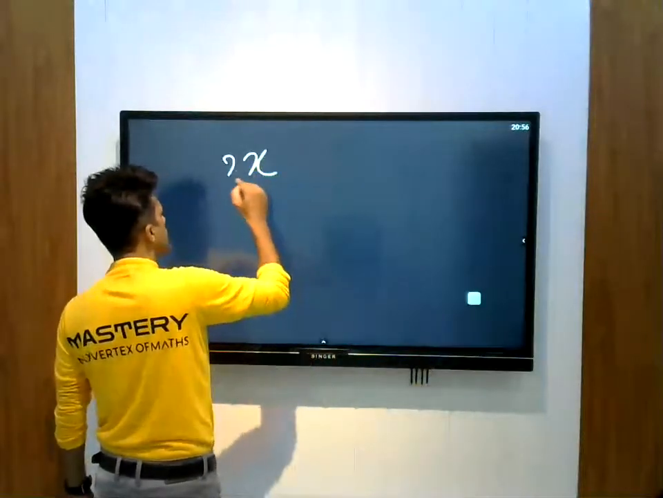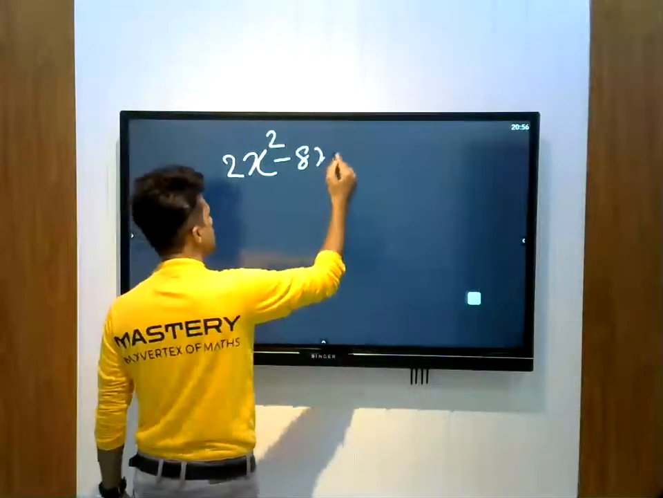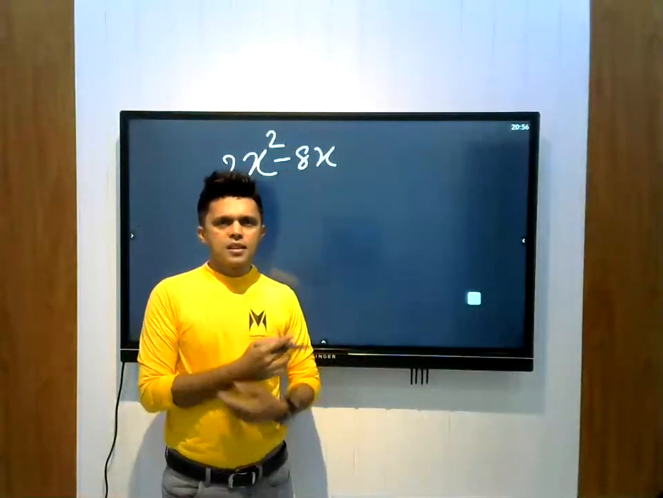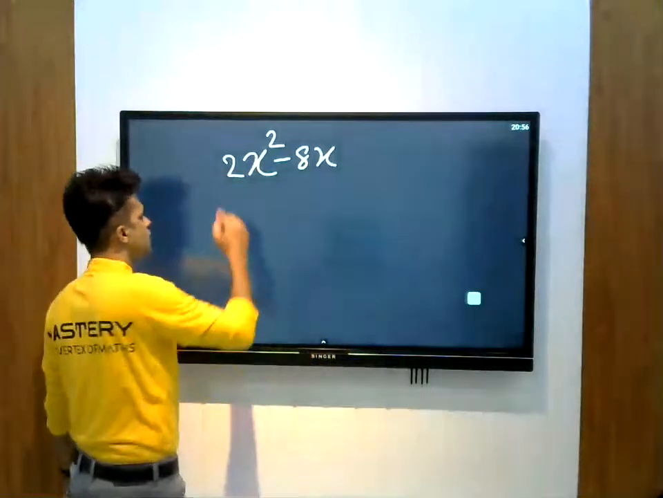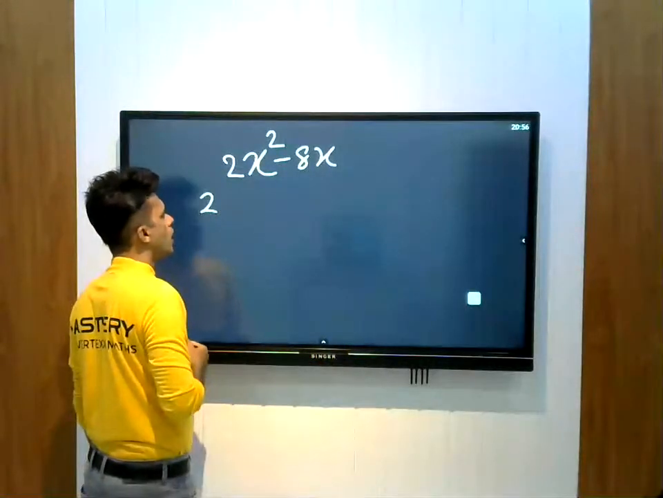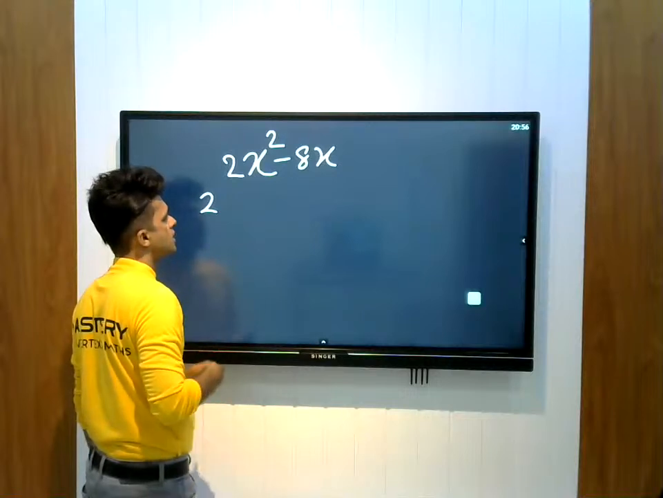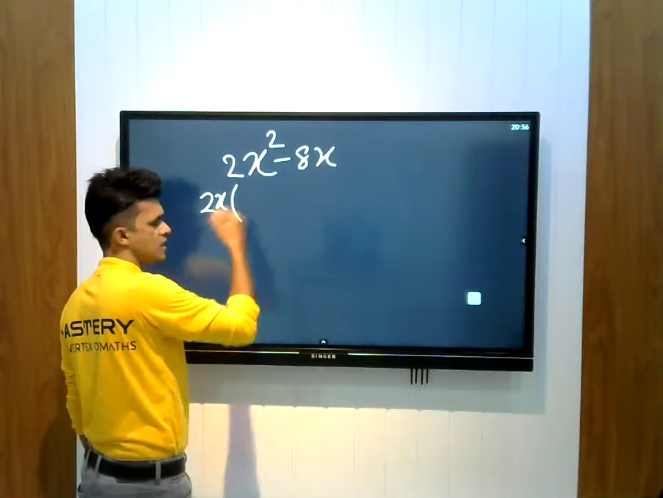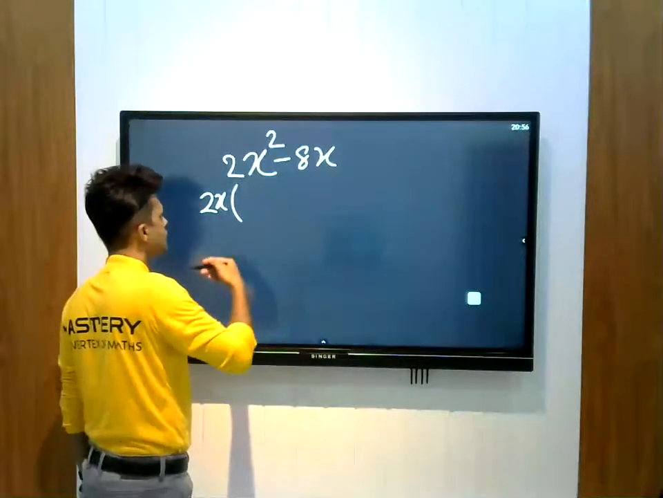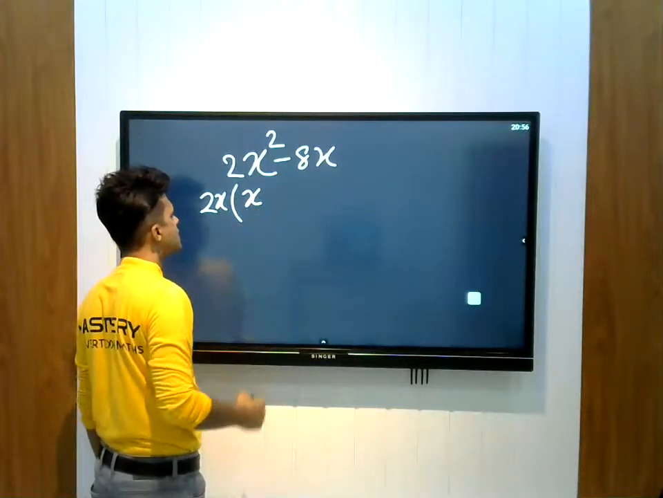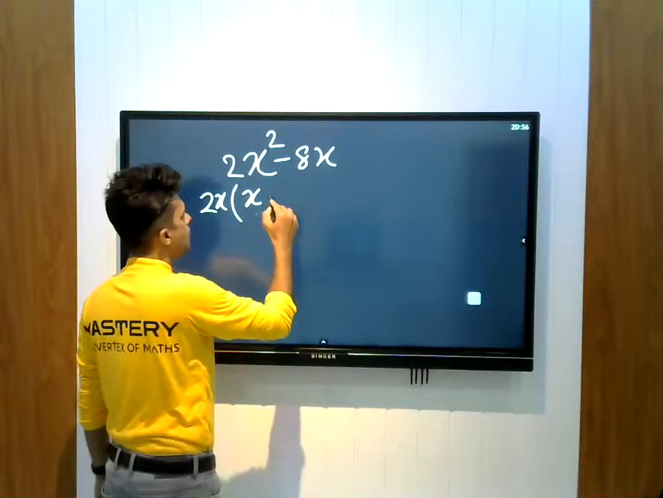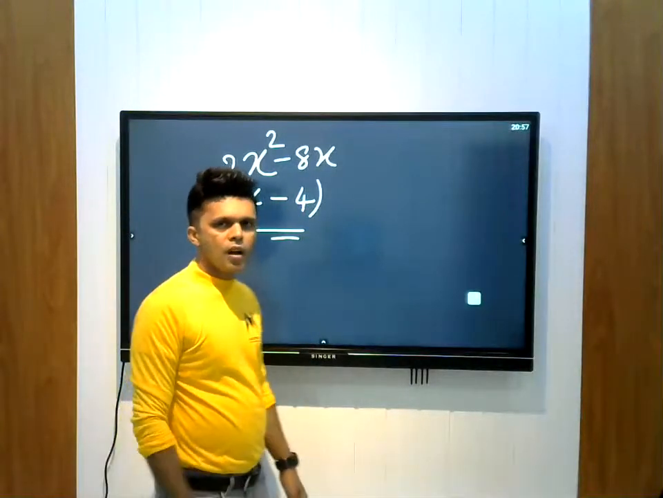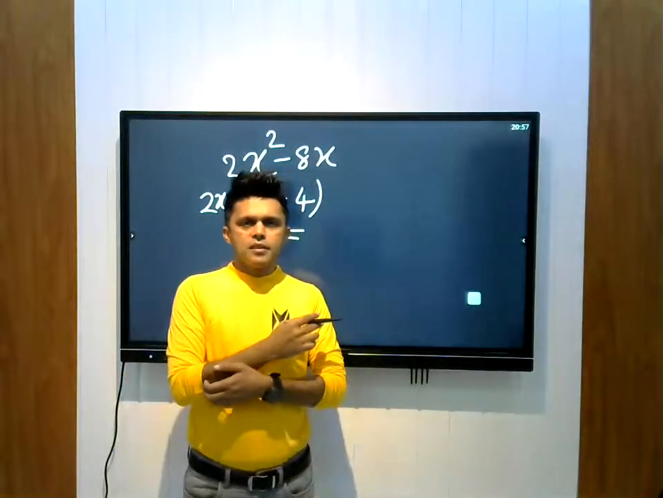So 2x squared minus 8x. How can you factorize this one? This one also can be factorized. Take 2x as the common factor. After taking 2x as the common factor, the remaining term is x minus 8 over 2, which is 4. Okay.